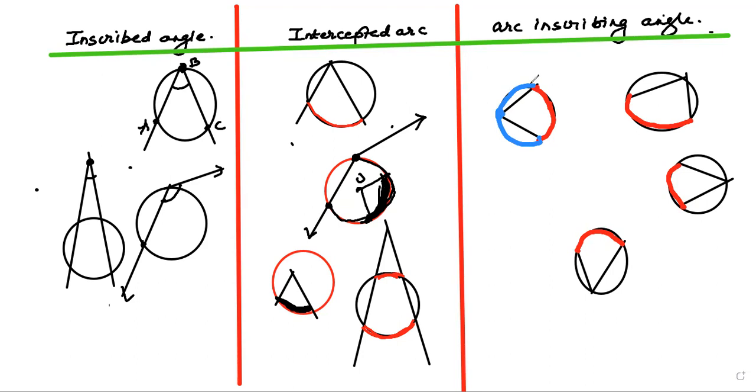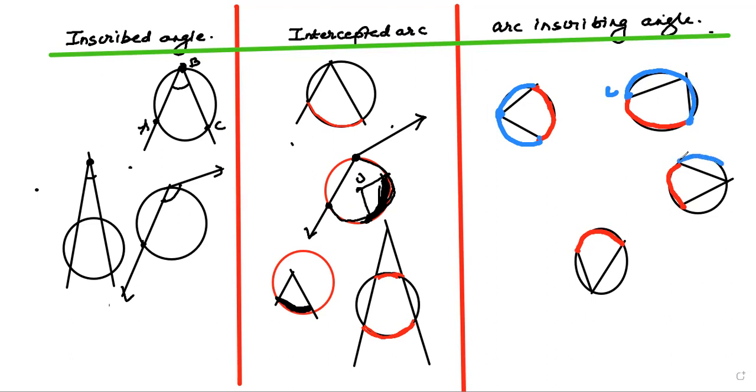Are you getting me here? Of the inscribed angle. This arc is containing the inscribed angle. That arc, we call it an arc inscribing an angle. Look at this arc. This blue color arc is containing the vertex of the inscribed angle, and also it contains the two points where the sides intersect the circle. So this blue arc is an arc inscribing the angle.